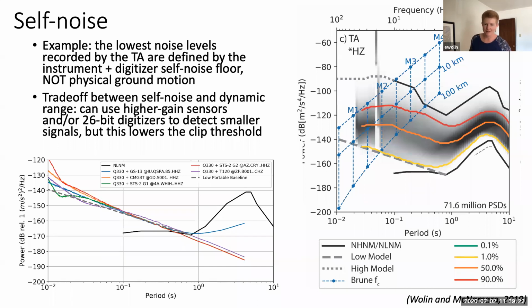Oh, I see a question about the smaller the mass, the higher the self-noise. Generally, yes, it depends a lot on other things in the instrument. But one way of decreasing, especially at long periods, the motion of your mass, sort of that wander with changes in pressure and temperature, is to just make it a larger mass.